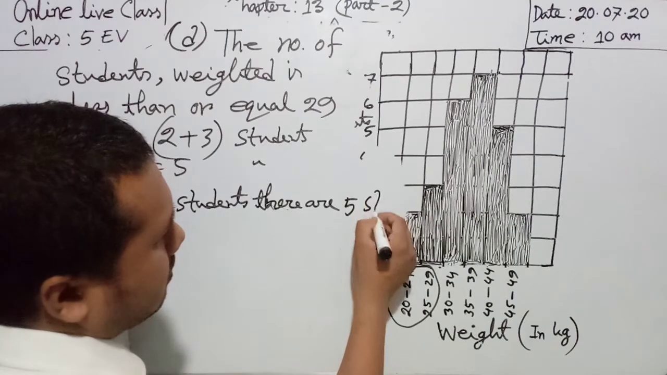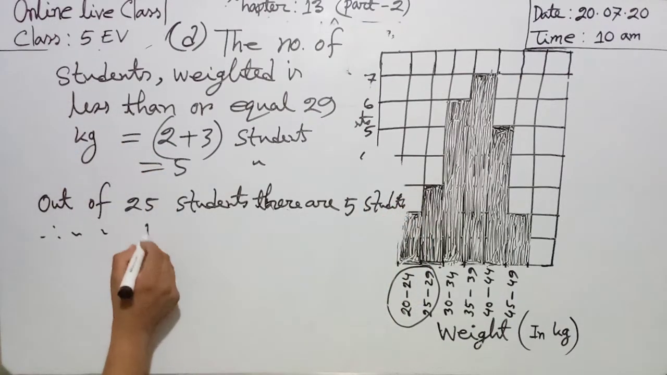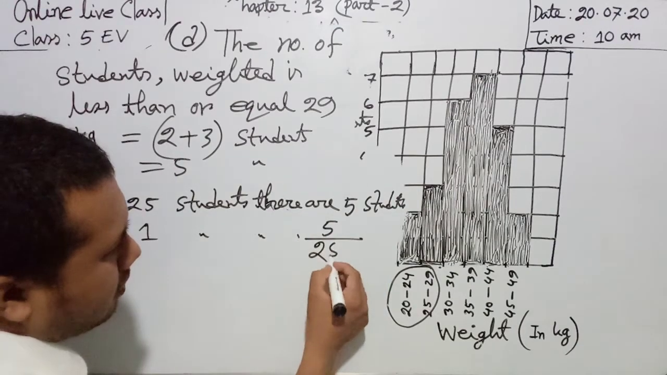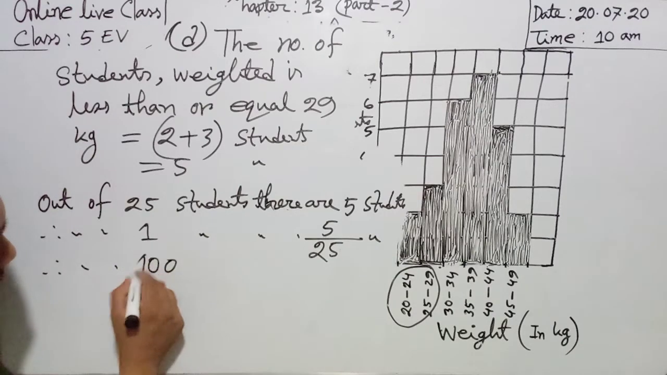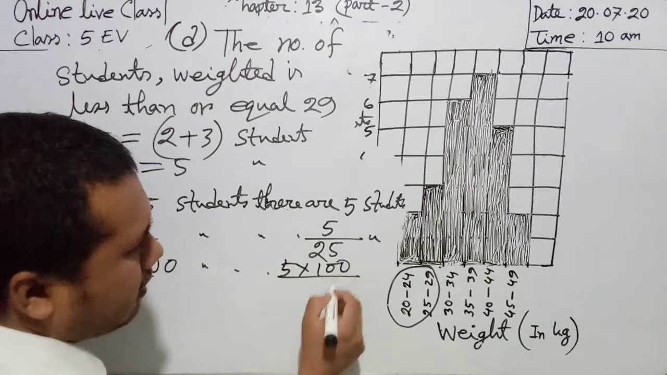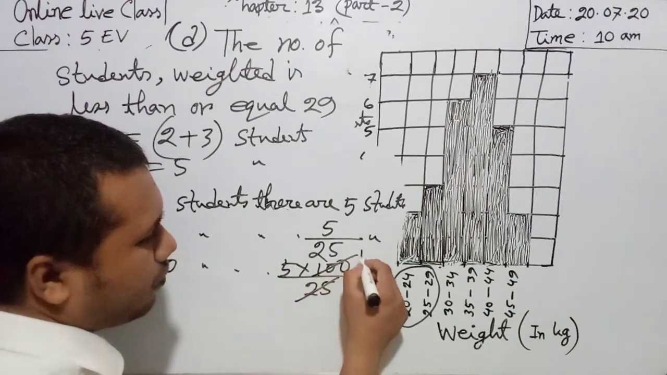5 students. Now out of 1 student, there are 5 by 25 students. Now dear students, out of 100, that means percent, there are 5 into 100 divided by 25. Now if we divide, it will be 4 times.